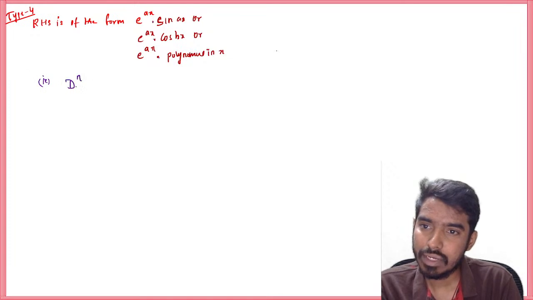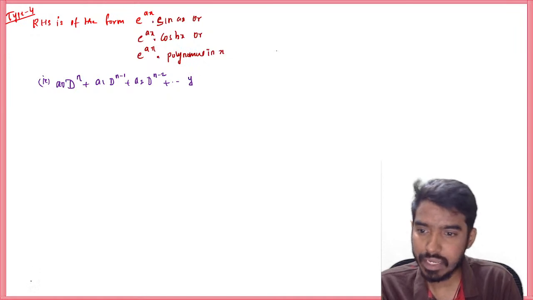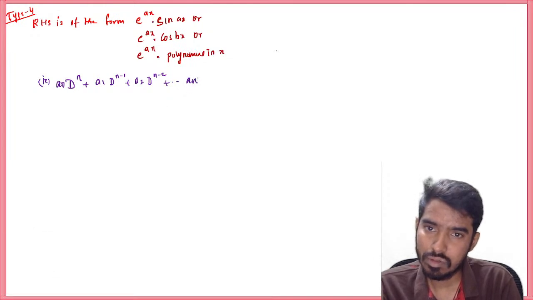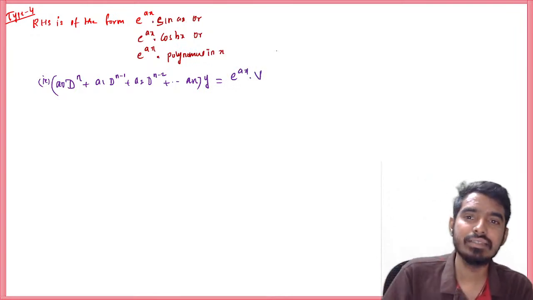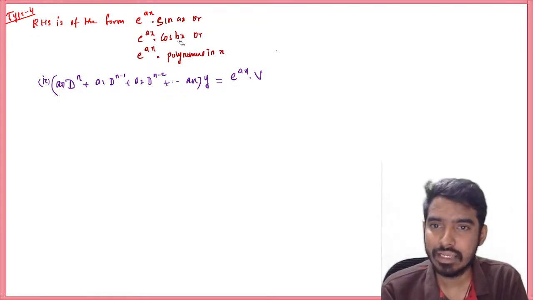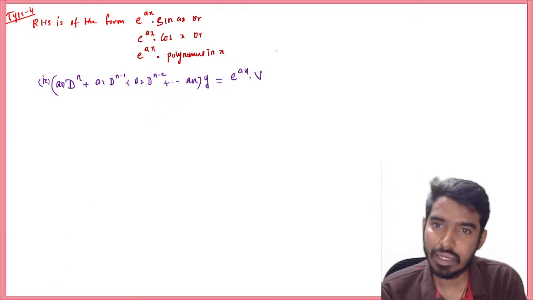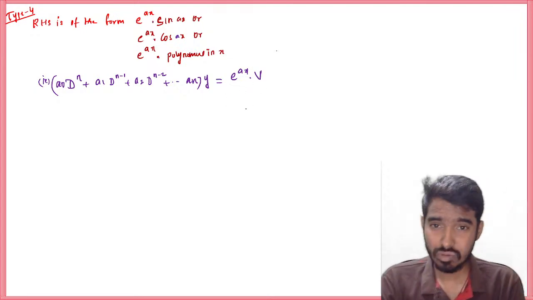That is, we have a0 D to the power n plus a1 D to the power n minus 1, plus a2 D to the power n minus 2, and so on up to an, of y, is equal to e to the power ax into V. I'll put this as V. V can be sin ax or cos ax, or a polynomial in x. So how to solve this, right?